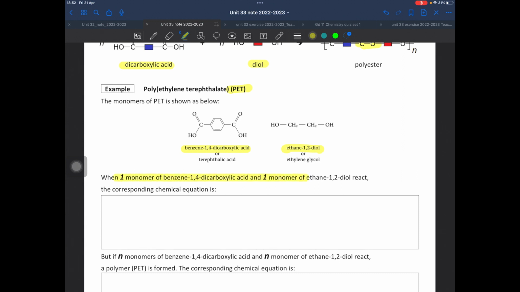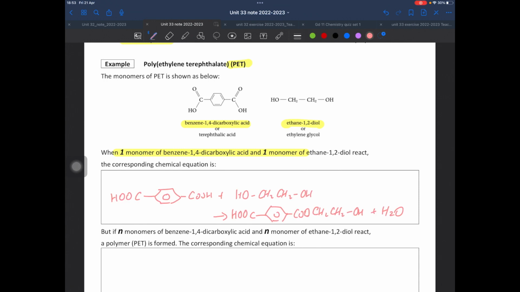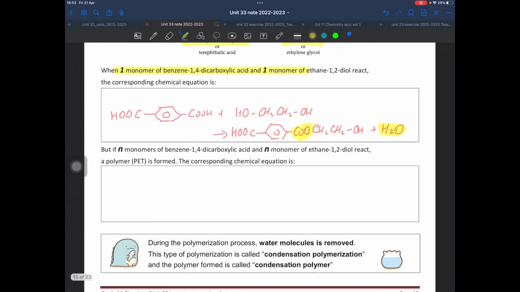For one monomer of each of them, here is the chemical equation. Now it's your turn to write down the chemical equation. You can pause the video until you finish your job. And here it is. So you can see an ester is formed, and don't forget to mention that water comes out.